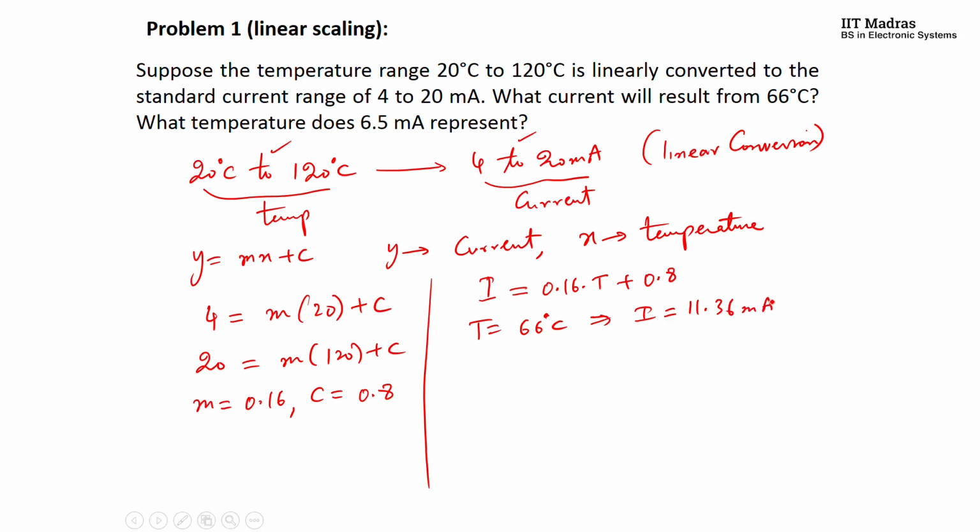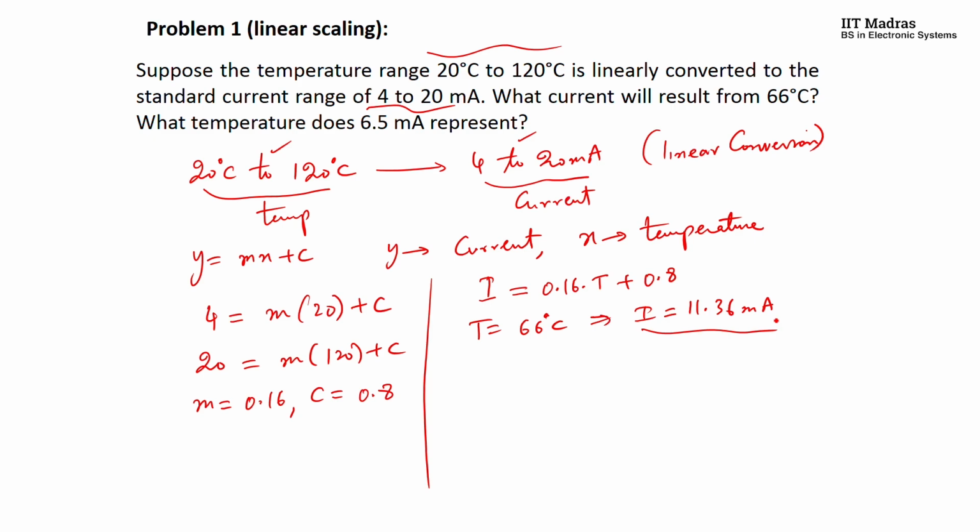That means if you are looking at a temperature in this range, 20 degrees to 120 degrees, and you want to map it to 4 to 20 milliamps, then you can find that the current is 11.36 milliamps.